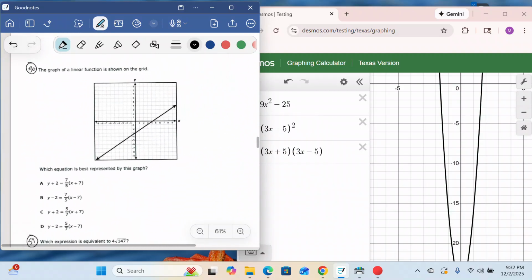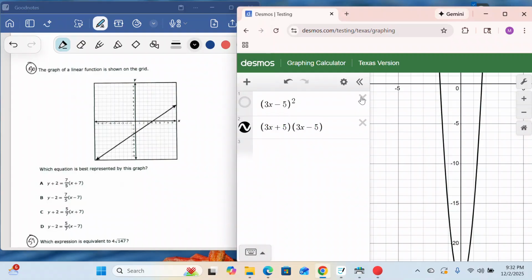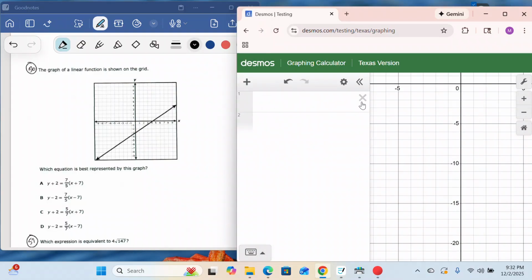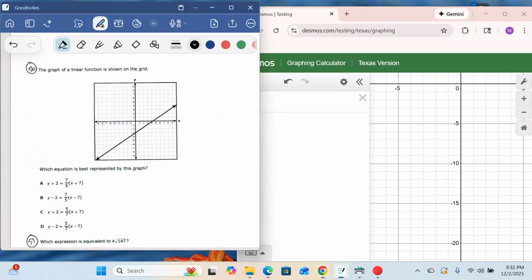Okay, so let's look at 56. This one is an interesting problem, and let me tell you why: it's not in y equals mx plus b, but it is going to be a very easy problem to convert into y equals mx plus b.